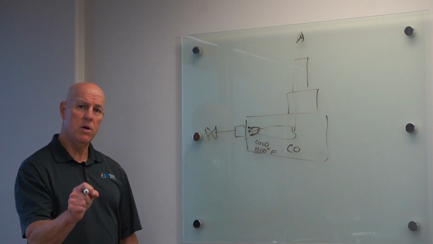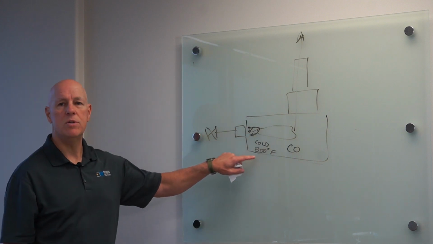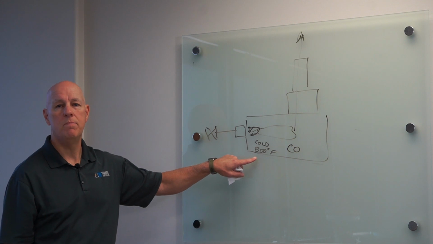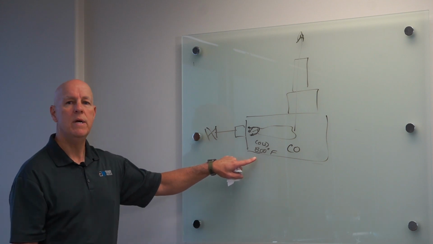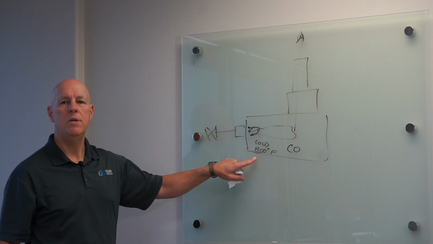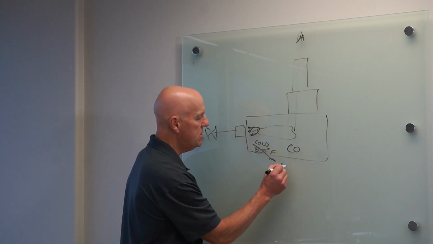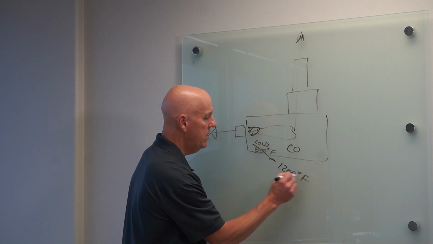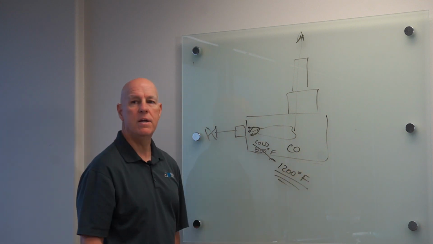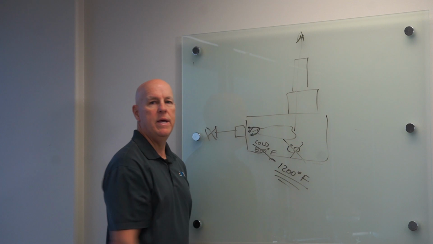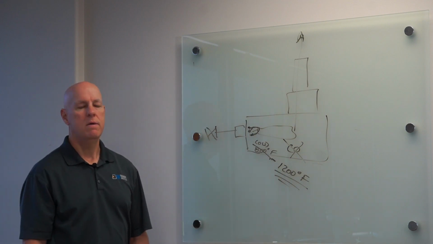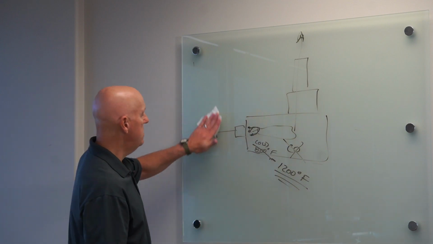Now, you also need to know that it's fairly frequent to experience this during startup because you're bringing it up slowly, but it's a transient condition. You get through it fast enough, and once you get to around, let's say, 1200 degrees in here, suddenly that's hot enough to burn this CO, and it goes away. Okay, so that's a burner.